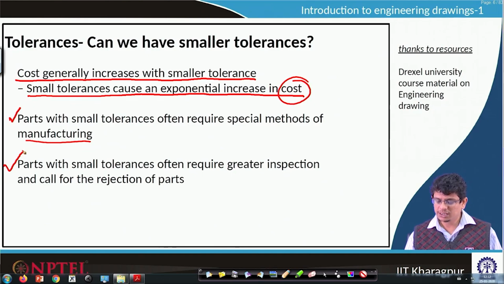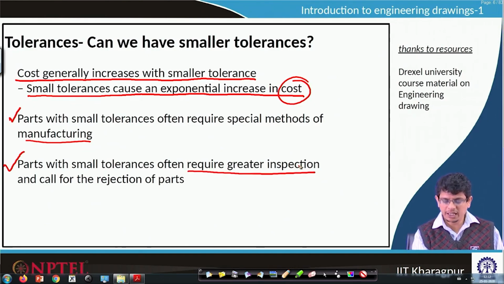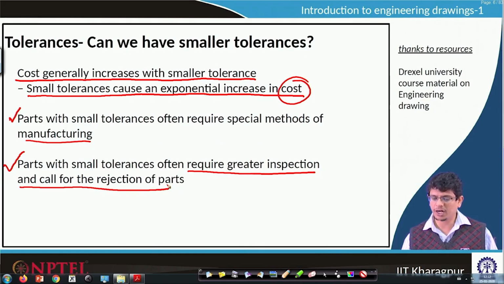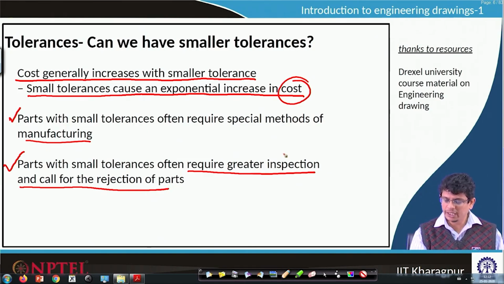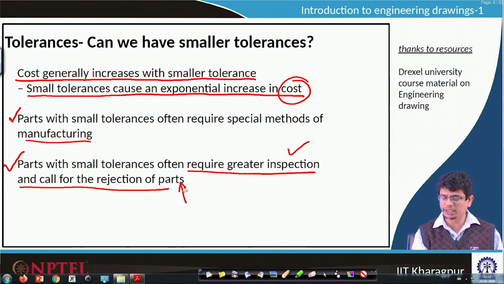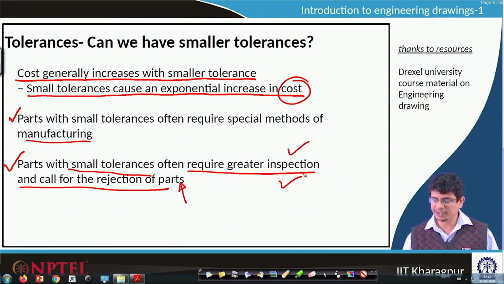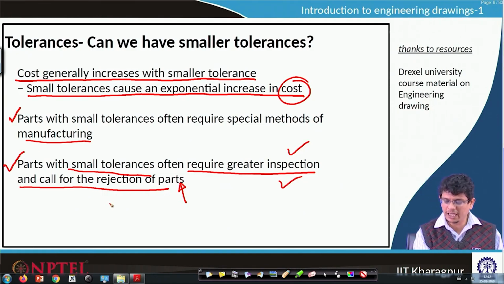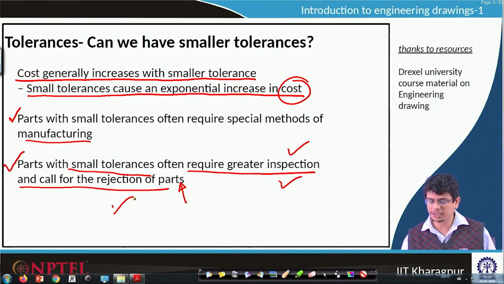Parts with small tolerances often require greater inspection and call for rejection of parts. How much care might we take to create such small tolerances? At the end of the day, it has to go through inspection. With a small deviation from the required tolerances, there is a high chance that the part will be rejected. So, small tolerances always mean greater inspection, and it is highly likely that many parts will be rejected. Though it is good practice to have smaller tolerances, making them is itself challenging.